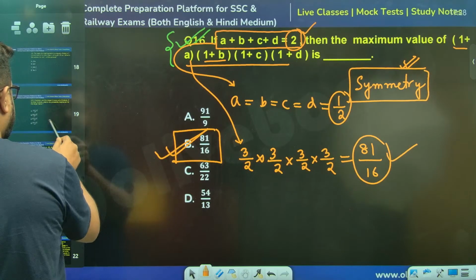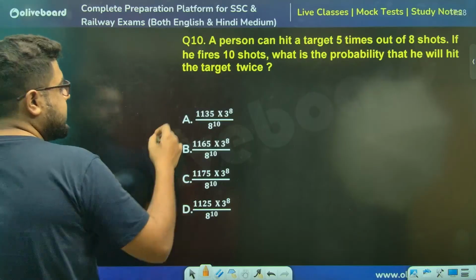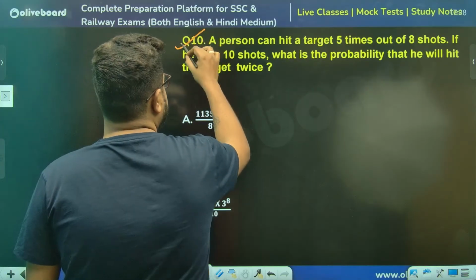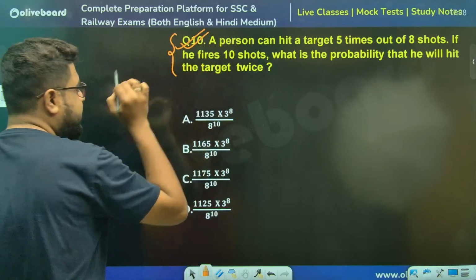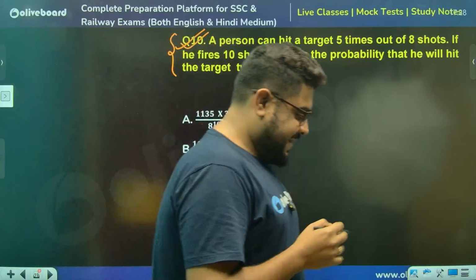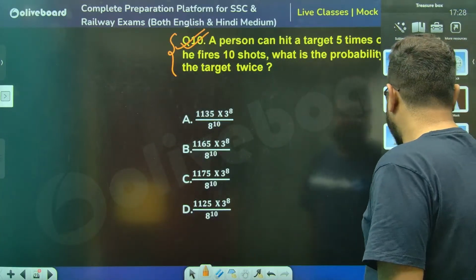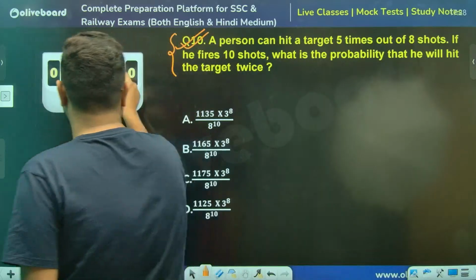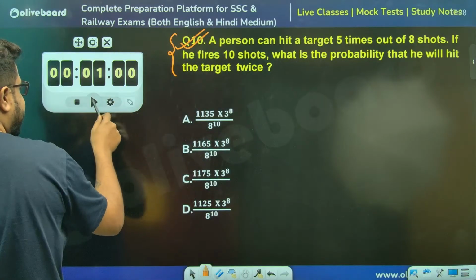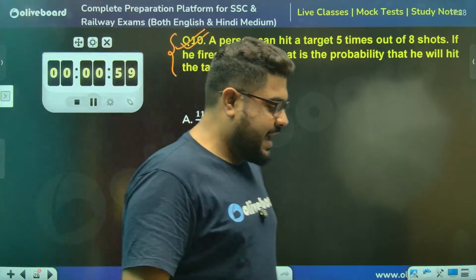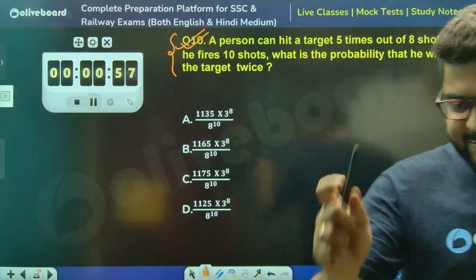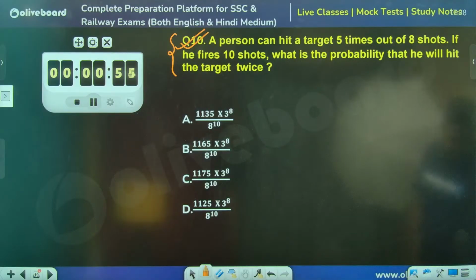Sir, this is a question. This question I have done in my paid batches as well. Anyone, one way you should be able to answer. I'm giving you guys 1 minute to solve. Please try to solve this.